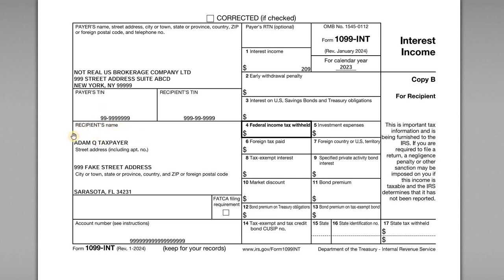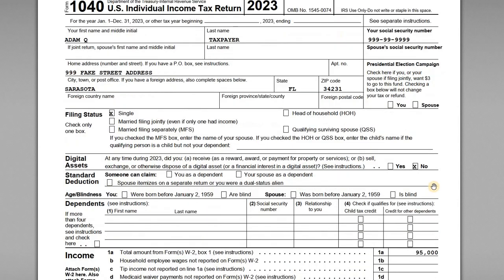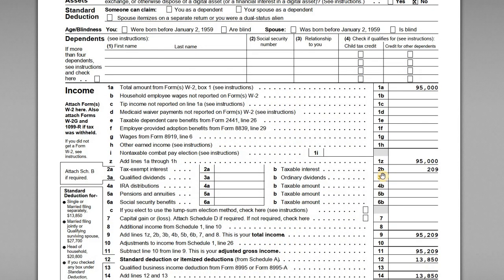So in this example, we've got Adam, taxpayer here. He has a brokerage account with this company, and they paid him $209 in interest on his account. So the $209 in interest is ultimately reported on page 1 of your 1040 in line 2b. So we have line 2b, regular taxable interest income here, but it can also be reported first on Schedule B, and then it flows through to page 1 of the 1040 here.